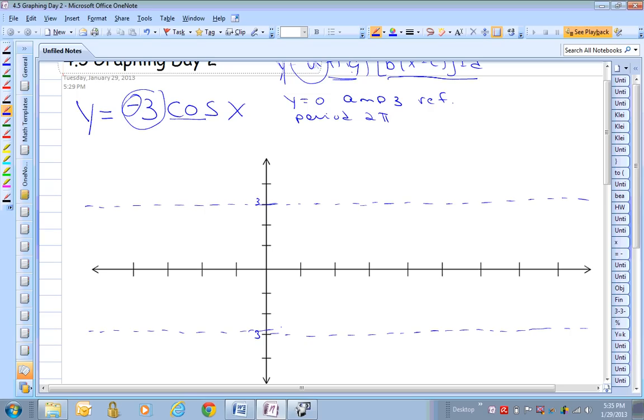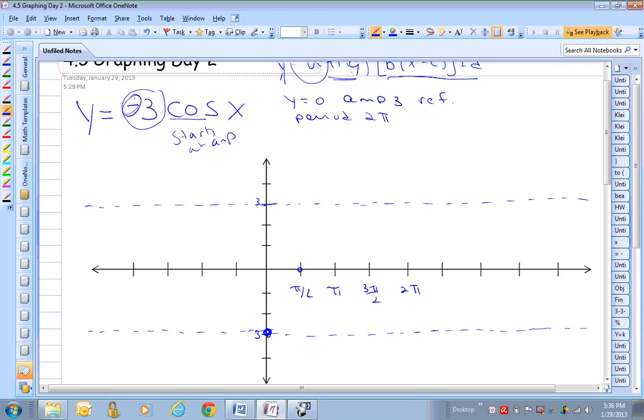All right, the next thing we know is our period is going to be 2 pi, so I'm going to go ahead and measure out pi over 2, pi, 3 pi over 2, and 2 pi. And so if we start at 0 to 2 pi, there would be 3 key values in the middle. And we know cosine starts at the amplitude. So normally we would start at the top up here. But because of the reflection, we're going to start at the bottom of the amplitude.